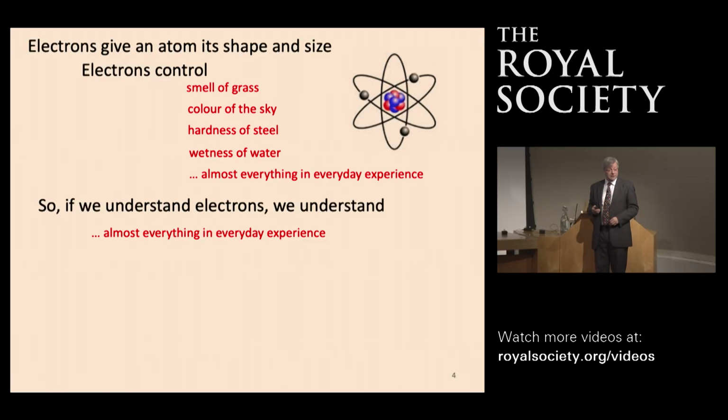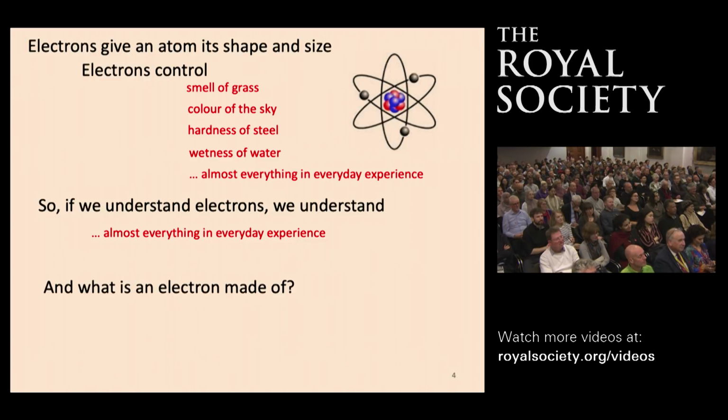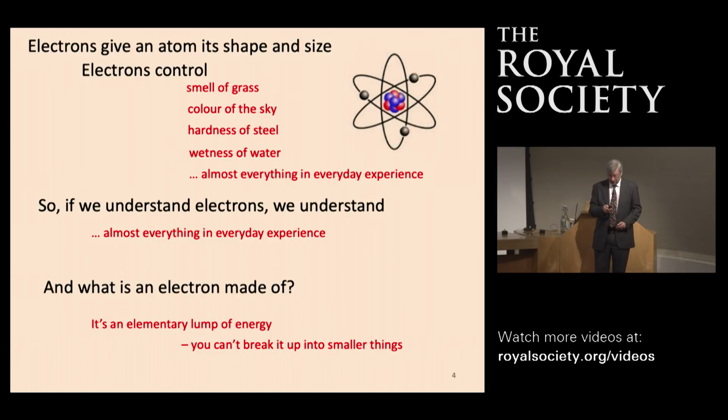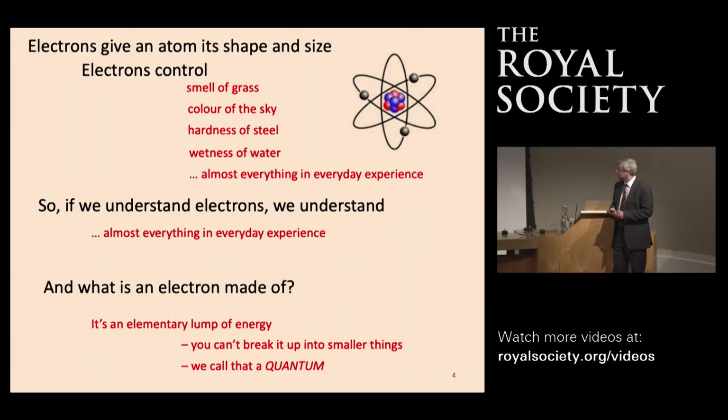But now, what's the next question? What is an electron made of? And the answer to this is rather interesting. It's an elementary lump of energy. And what I mean is, you cannot chop it up into something smaller. That's it. It's a fundamental particle. And we call that a quantum. So that's the electron. And if I understand the electron, I understand a lot about the world.